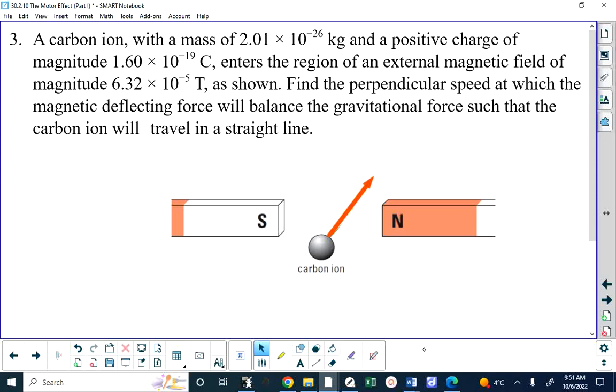Okay. It enters the region between the external magnetic poles. Can you do me a favor and use the right-hand rule to predict the direction of the magnetic force on that ion?